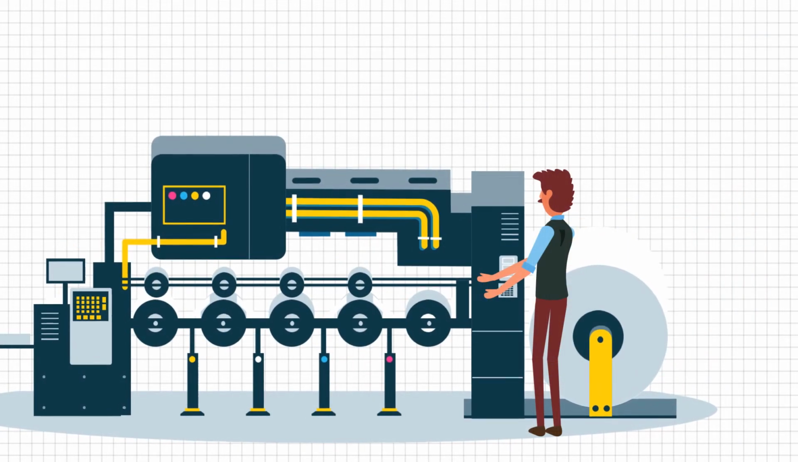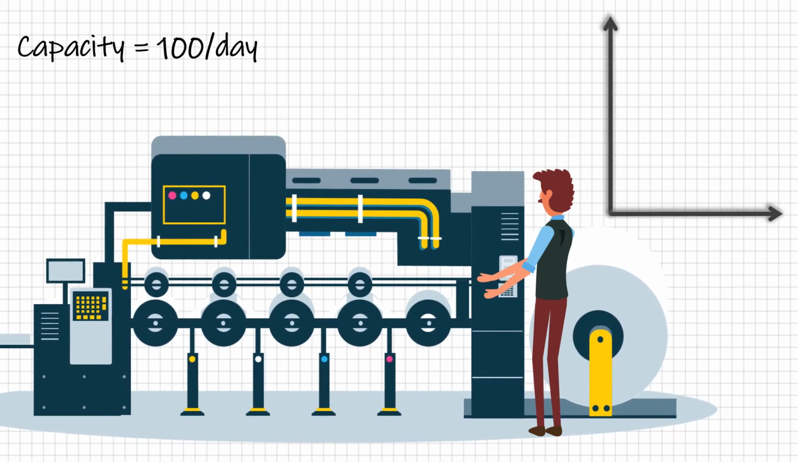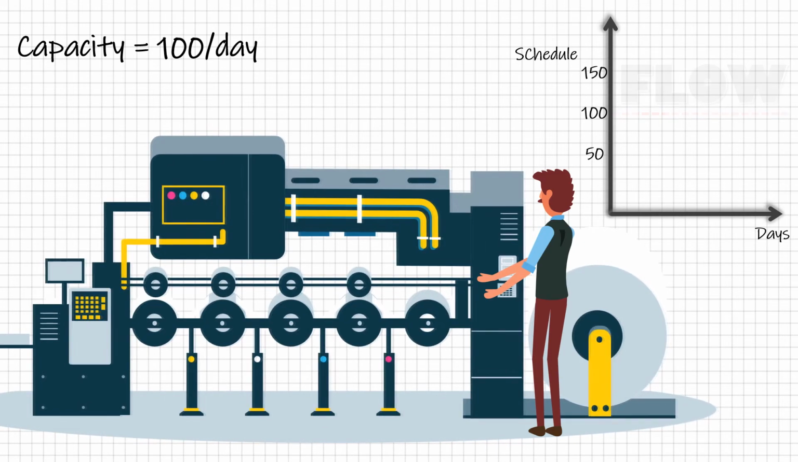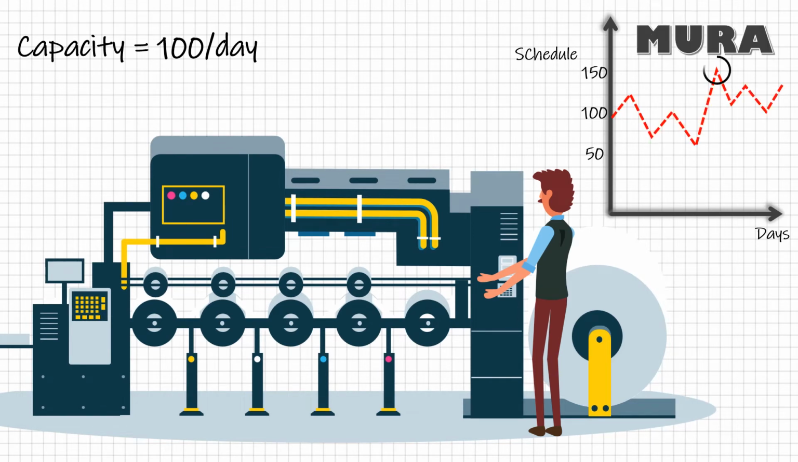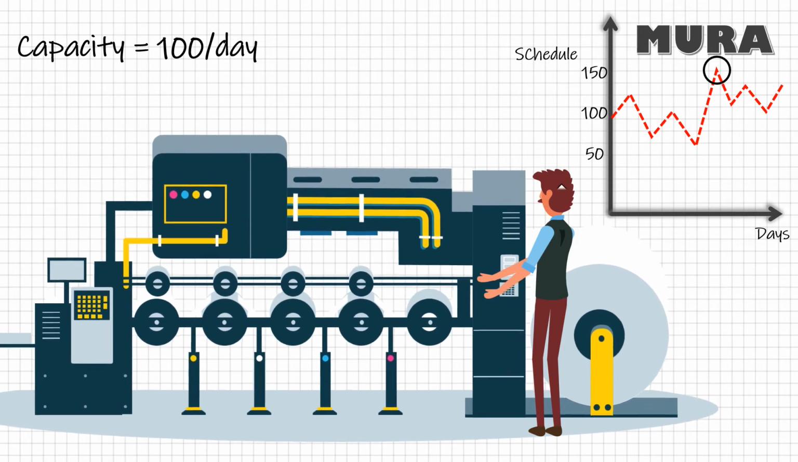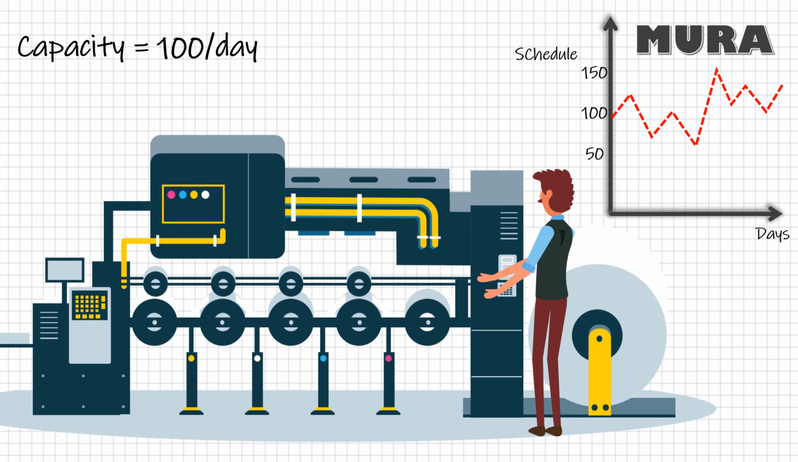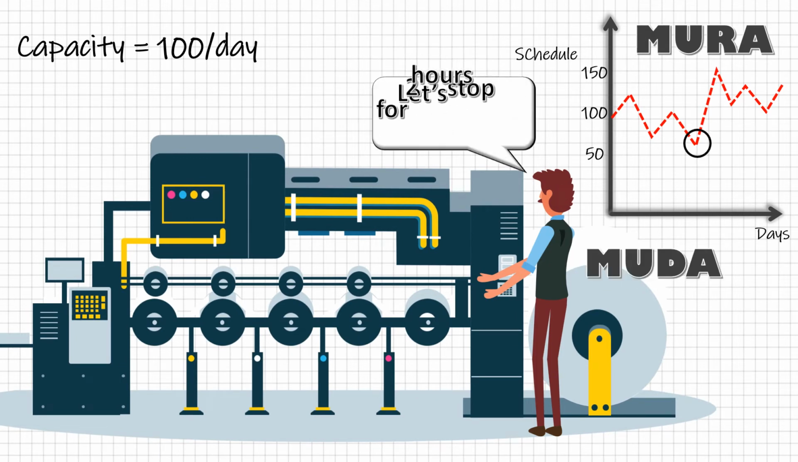Another example. In an organization with a capacity of 100 units per day, there is no problem with a daily requirement of 100 units. The flow is maintained. But if the customer schedule fluctuates, that is, Mura, the variation occurred, then some days the organization will have to make more than 100 units, that is Muri, and some days customer will ask less than 100 units, that is Muda.